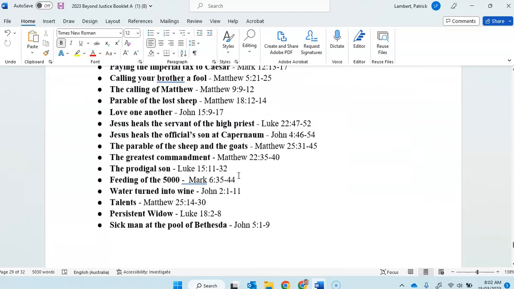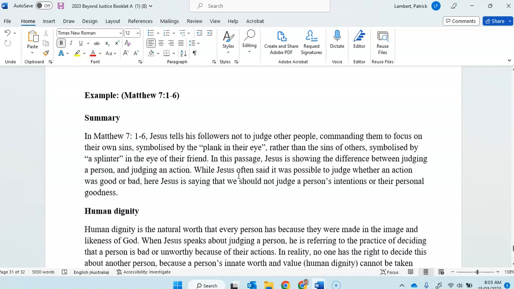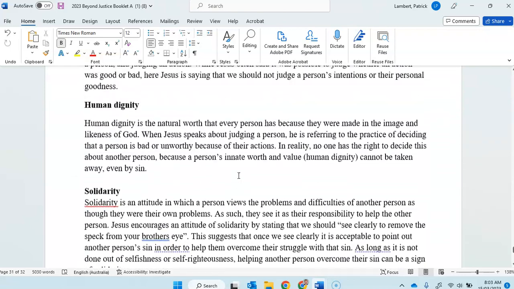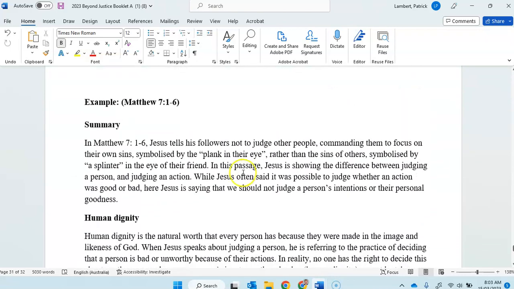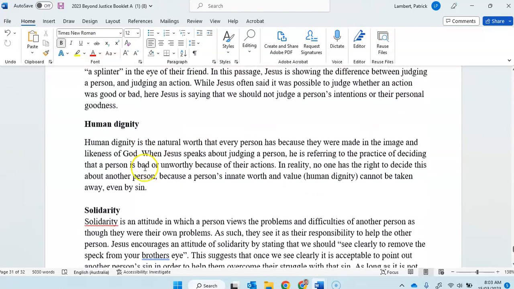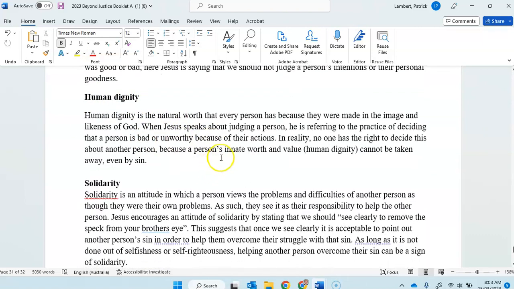In the next lesson, I said I was going to go over an example, and I will present an example of one of them, but there is an example in your booklet this morning, an example of Matthew 7, 1-6. Here's a summary of it. This is God talking about human dignity, the natural worth of each person because they're made in the image and likeness of God. When Jesus speaks about judging a person, he's referring to the practice of deciding that a person is bad or unworthy because of their actions.